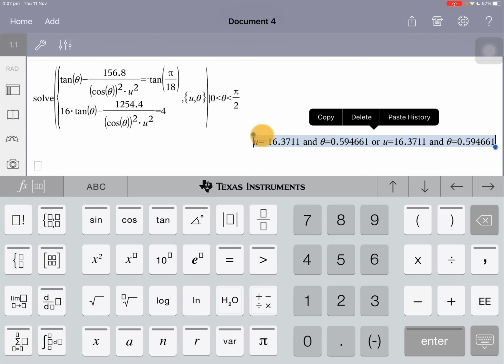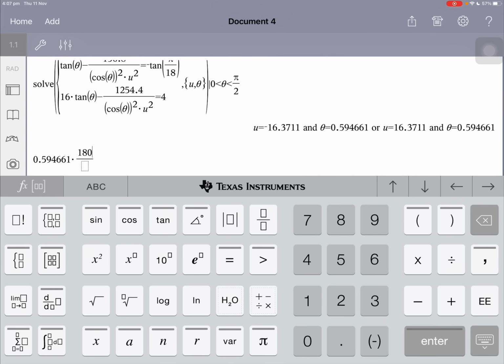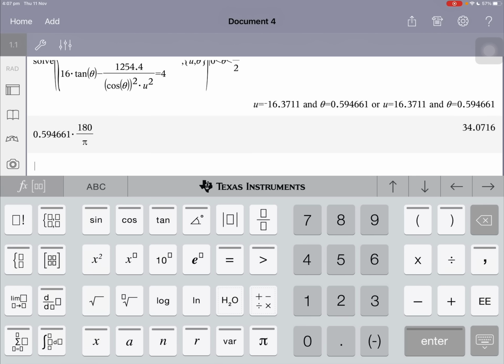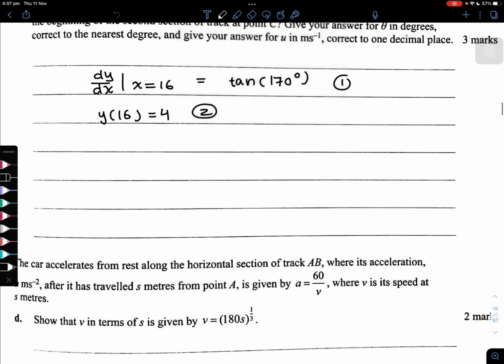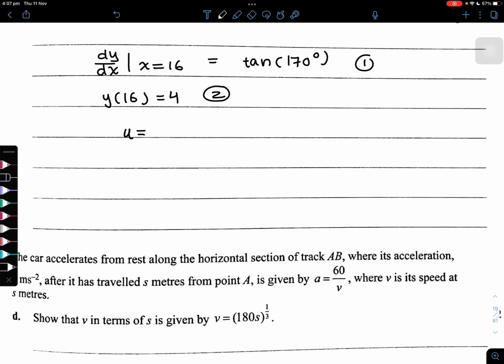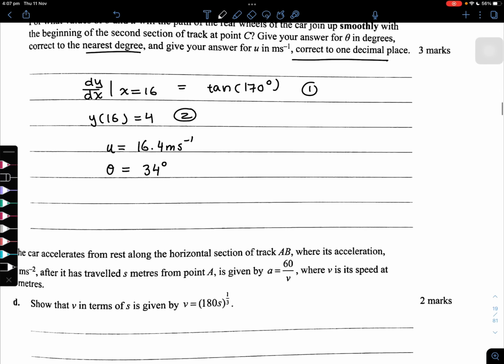That's what our answers are. Now I'm going to use the positive one because our velocity or our speed is positive. And here gives our answer in radians. To convert from radians to degrees, just multiply by 180 on pi. Okay, and that should be both of our answers if I haven't messed anything up. Okay, looks about right. Okay, let's go back. So here I would say u is equal to, what does it say? It wants it correct to one decimal place, so I'd go 16.4 meters per second. And for theta, what does it want it to? It wants it to the nearest degree. So I would do it to 34 degrees. Okay?